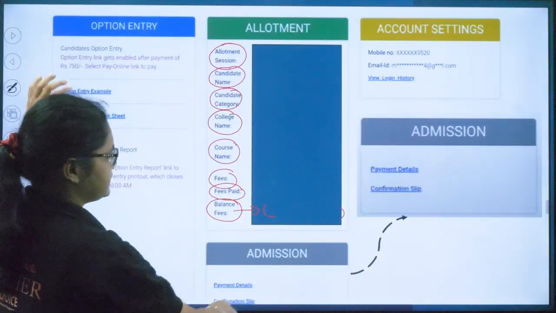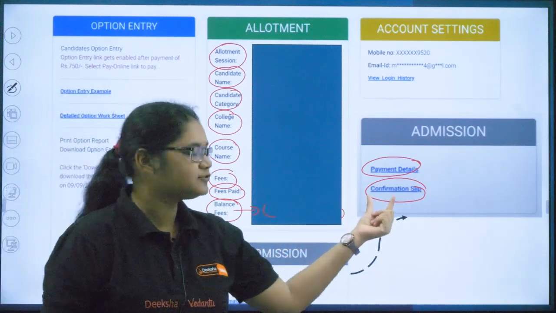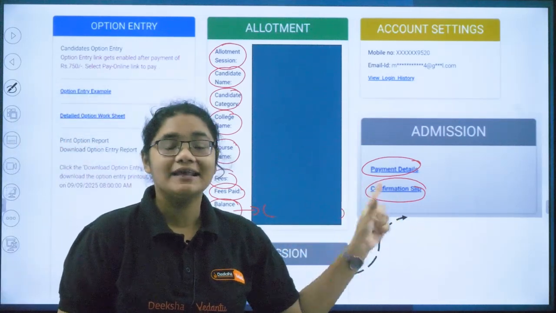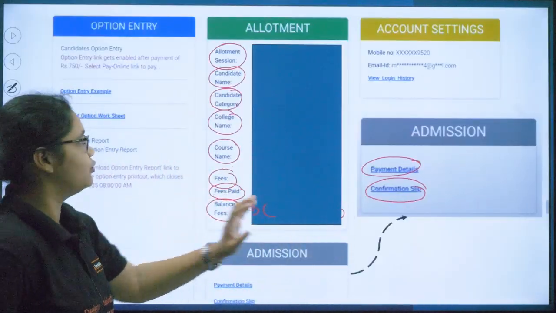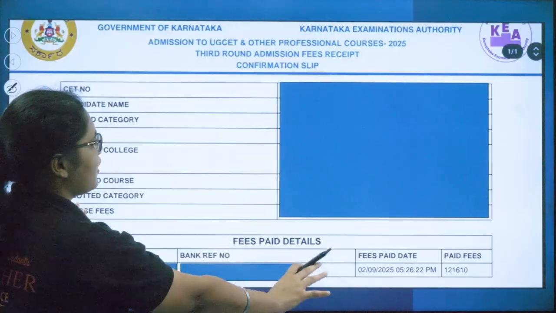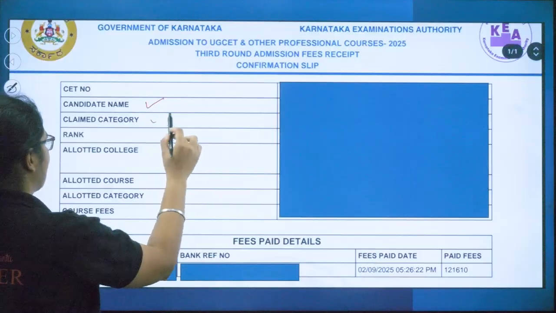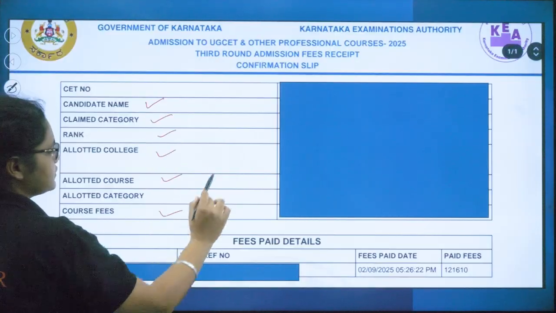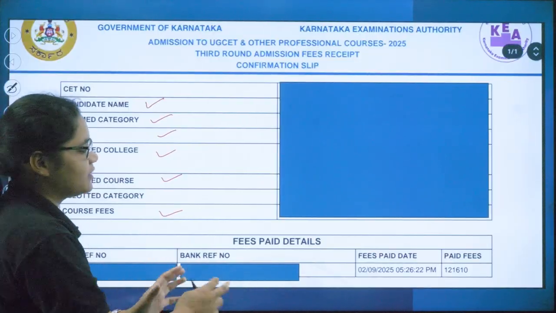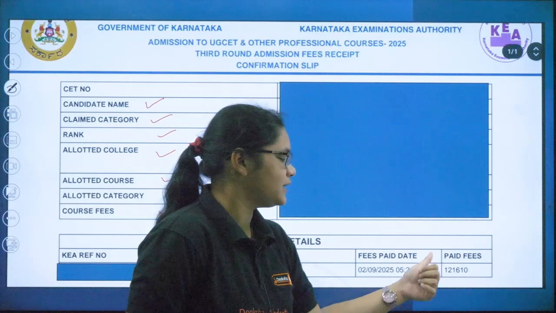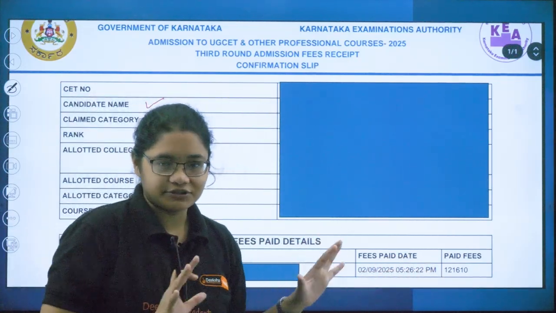Next we have here admissions. Under that, if I just zoom it, you have 2 things, payment details and confirmation slip. So you can see this word confirmation slip here. Please click on this confirmation slip. Once you click on the confirmation slip, automatically it will get downloaded, and once it is downloaded, you will find a PDF like this, where you can see candidate's name, category, rank, college, course, then course fees, everything will be there. Your fees paid details are also mentioned here: reference number, bank reference number, when you paid the fees, at what time, and what amount you paid. Everything will be there in your confirmation slip.